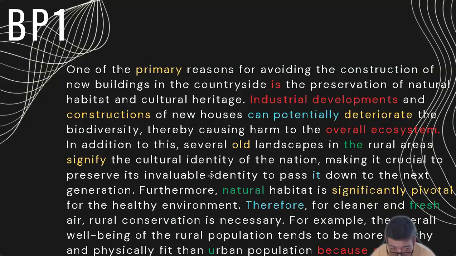And the construction of new homes, not just houses, there's lots of other things that people live in, can deteriorate or potentially deteriorates. Can potentially is a double use of a modal verb that is just wordy. Can potentially deteriorate the biodiversity. Deteriorate and biodiversity don't really go together. Thereby causing harm to the overall ecosystem.